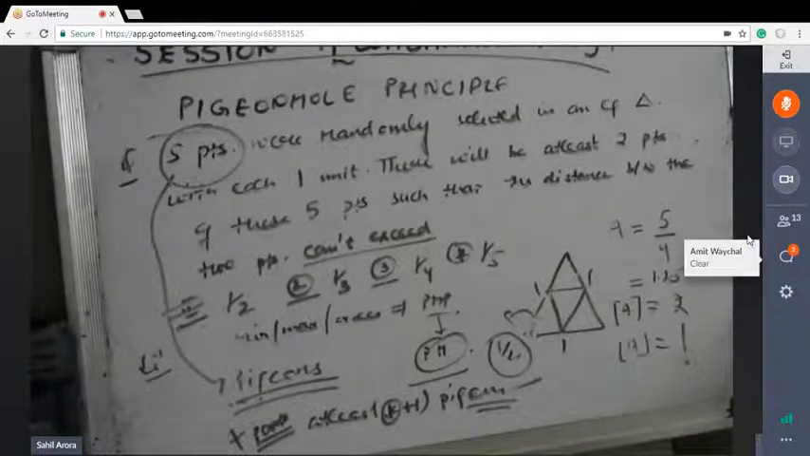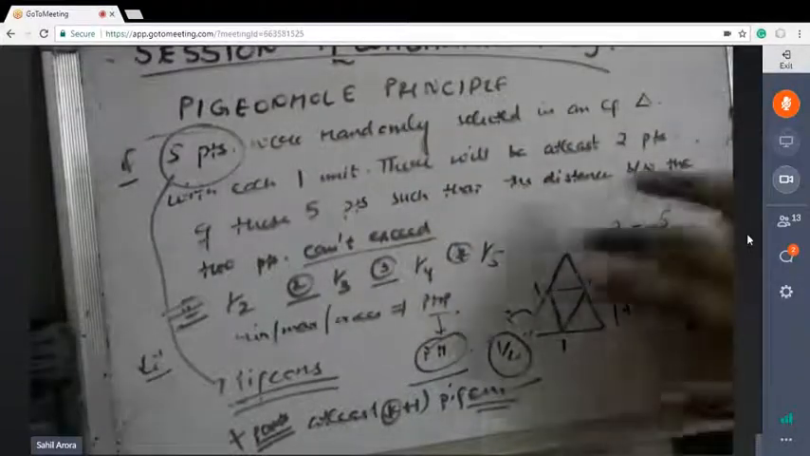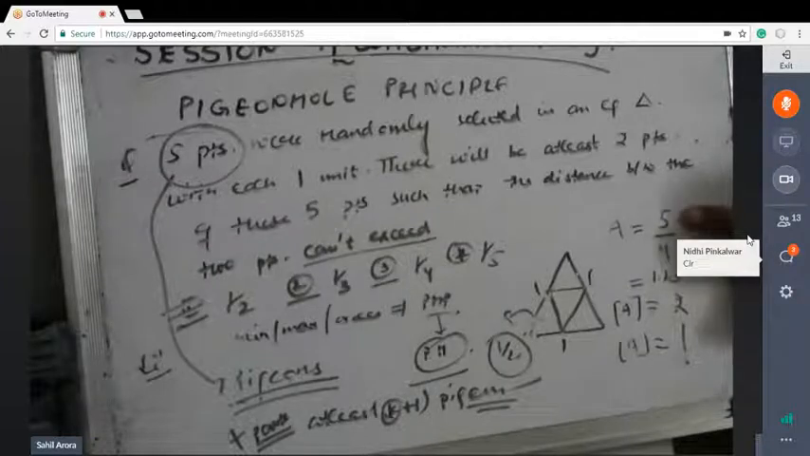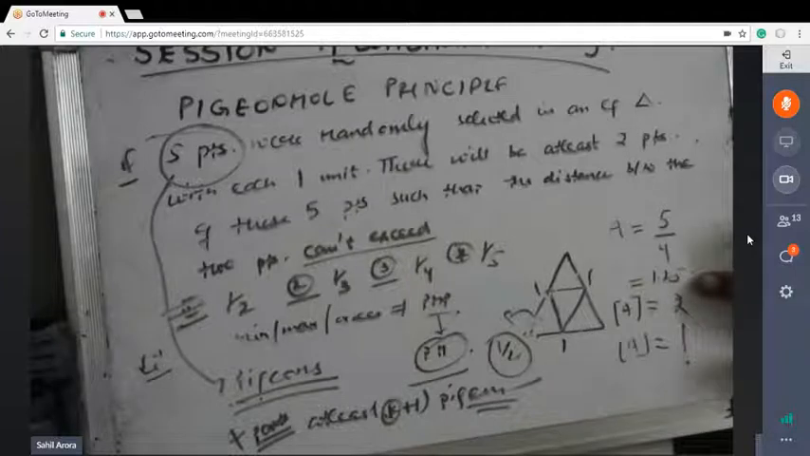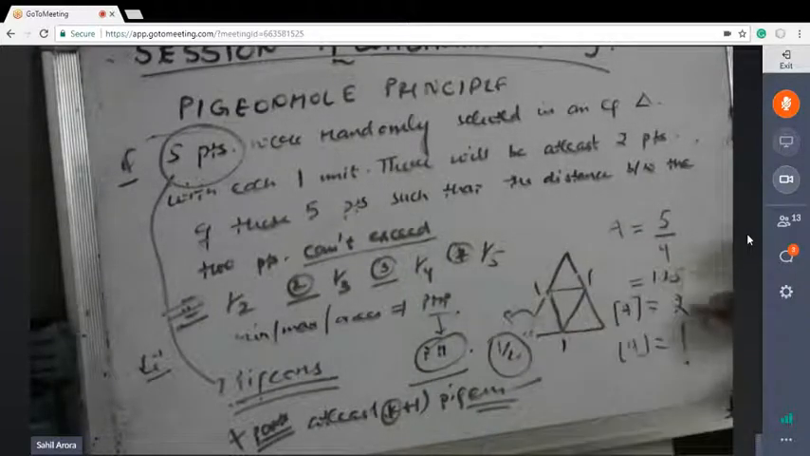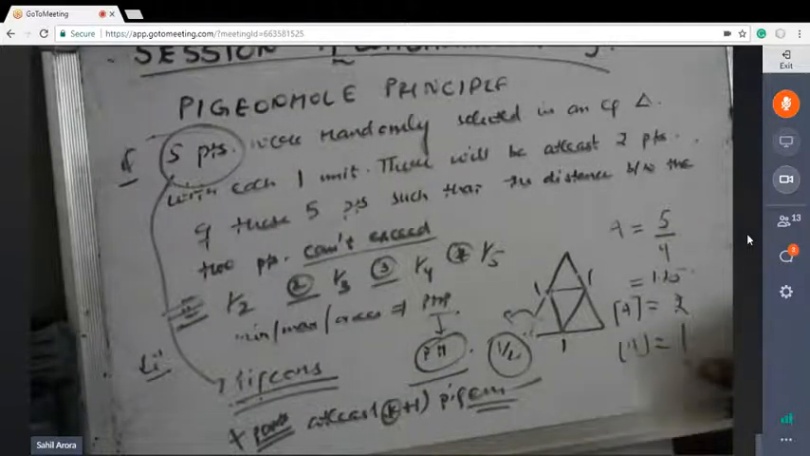Anjali says, I'm not getting it after dividing the whole triangle into 4 parts. Okay. See, after dividing into 4 parts, I find the average. Average is nothing but the total number of pigeons divided by the pigeonholes, which is 1.25. 1.25 simply gives us an idea that some of these triangles would consist of at least 2 points, and some of these triangles would consist of at most 1, right?